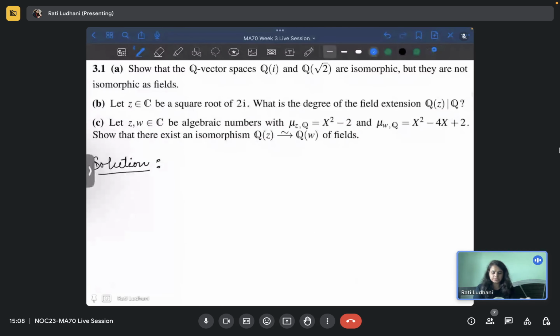Show that the Q vector subspaces Q(i) and Q(√2) are isomorphic, but they are not isomorphic as fields. So, of course, Q(i) and Q(√2) are fields because you can check all the properties. You have inverses. Basically, these are rings, and you have inverses also. So these are fields, and these are Q vector spaces.